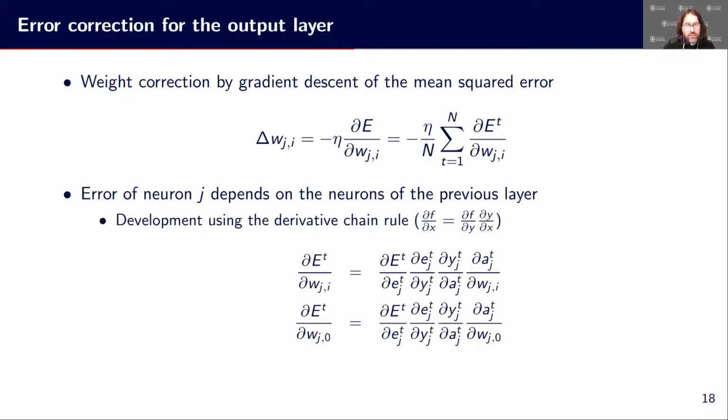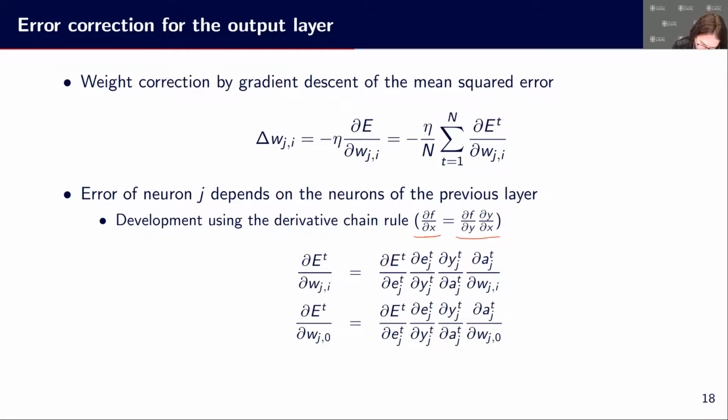And for developing this, we need to make use of the derivative chain rule, which states that if we are looking, for example, for the partial derivative of f according to x, and maybe we don't have a formulation of f as a function of x, but we have f as a function of y and y as a function of x, we can apply the chain rule. This gives us that the partial derivative of f according to x is equal to df over dy times dy over dx. We are applying this, but developing over 4 elements.